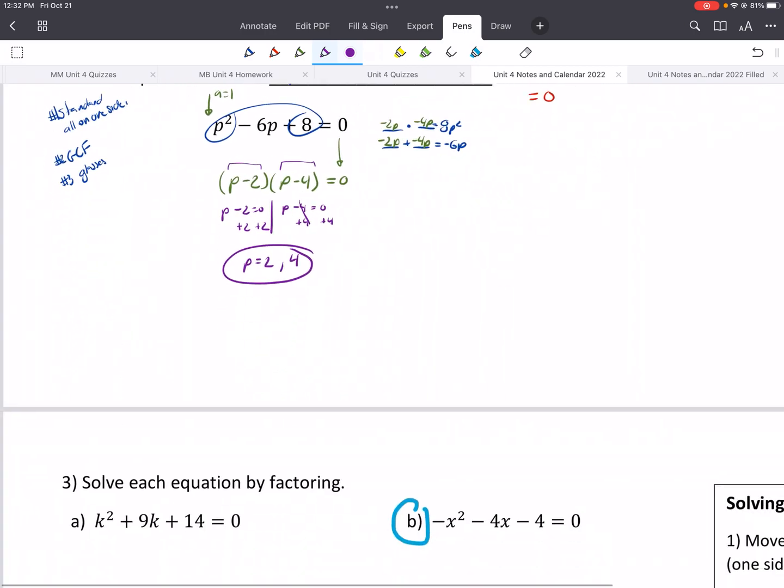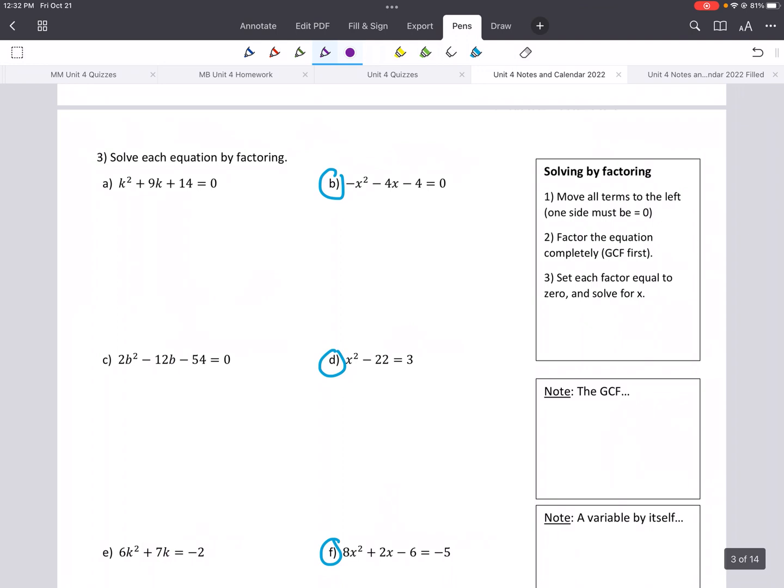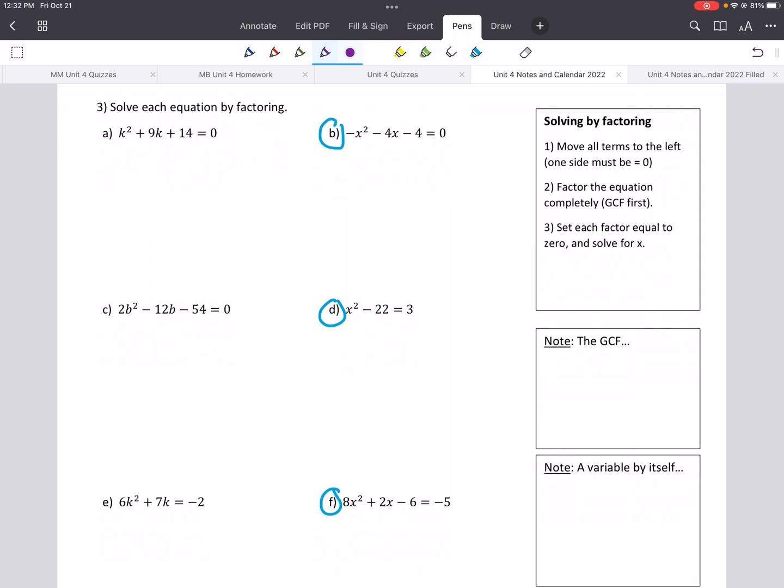All right, so let's do a few on this other page. Looks like we'll maybe do 4 of them. Again, there are steps, if that's helpful, and we'll try and fill in these other things. We already talked about how the greatest common factor doesn't affect the solutions.